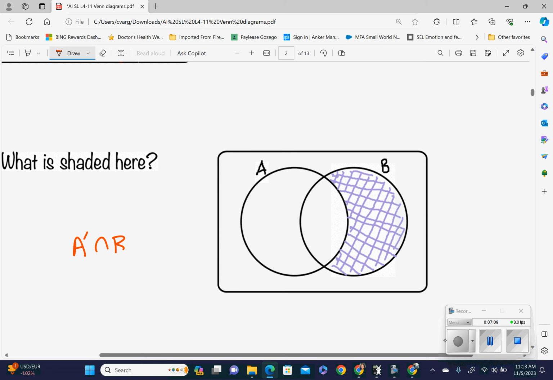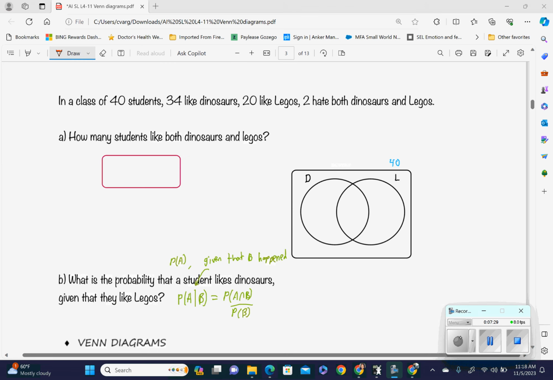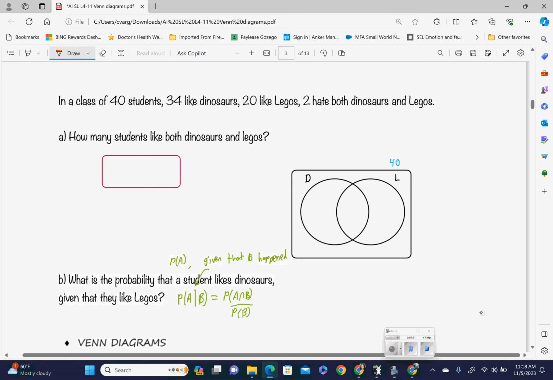So the probability of not A and B is what's shaded. Remember, we drew it visually: not A is literally everything that is on the outside, and B is this part right here. All right, so let's do a sample problem and then you'll have some time to practice.